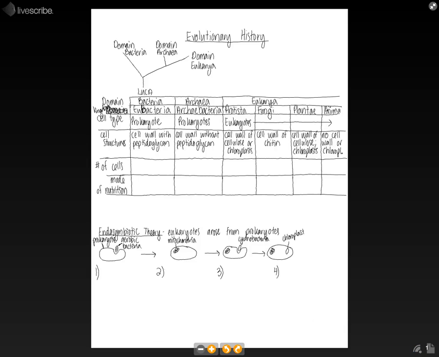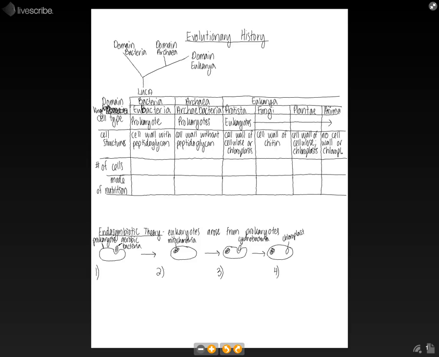In this lesson, we're going to talk about the evolutionary history of life. At the top of the page, I've drawn this cladogram showing how our three domains are related to each other in terms of a common ancestor. As you can see at the bottom, I have LUCA written, which stands for Last Universal Common Ancestor.